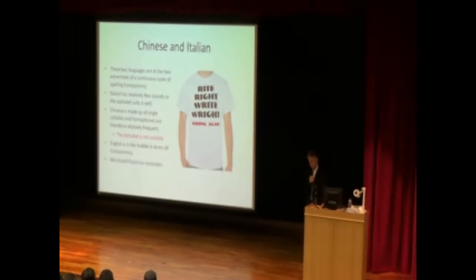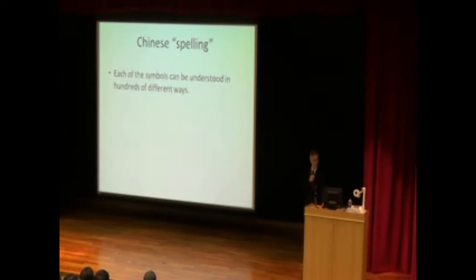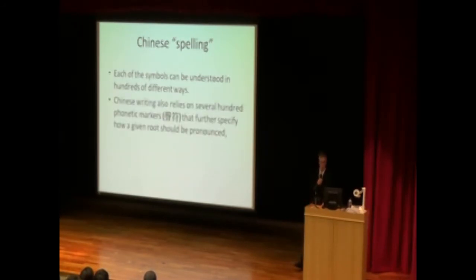So, of course, we have to thank our ancestors for this. We never think about this, but our ancestors have done so much for us to give us these systems that are logical, that make sense. Each of the symbols can be understood in hundreds of different ways. And Chinese writing also relies on several hundred phonetic markers, as you know, and that will further specify how a given root can be pronounced. So there's, as you can see, one example in graphic form.